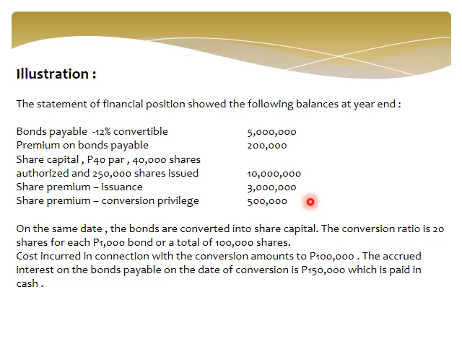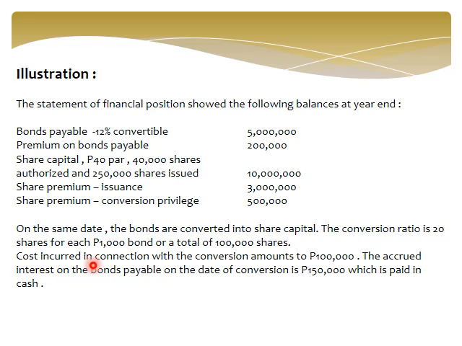On the same date, the bonds are converted into share capital. So, at year-end, given na to, meaning adjusted na to, and then, on the same date, kinonvert niya. So, wala tayong problema dito. The conversion ratio is 20 shares for each 1,000 bond or a total of 100,000 shares. Kasi kung merong 5 million bonds payable, each 1,000 bonds, so meaning merong 5,000 bonds times 20. So, 5,000 times 20, the total shares na pwedeng makuha ni bondholder is 100,000 shares.